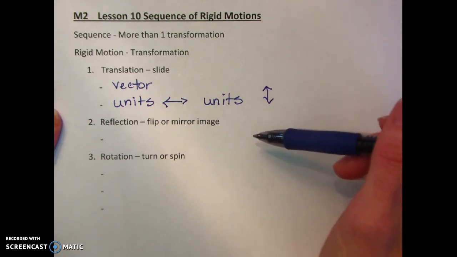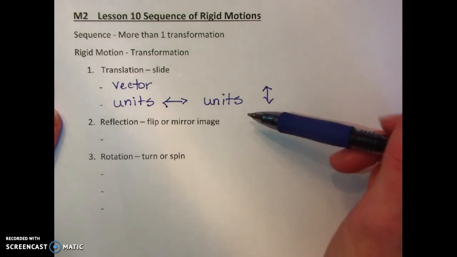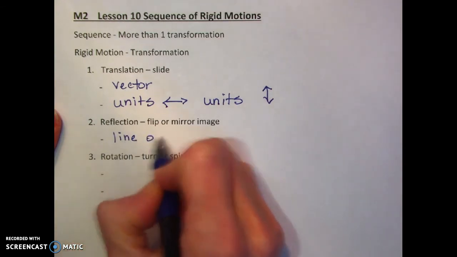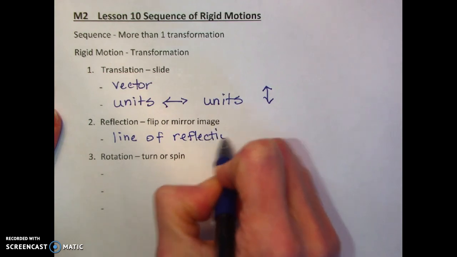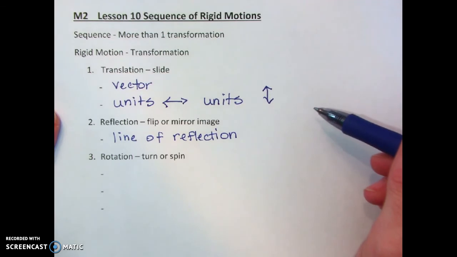If there's a reflection, it is a flip, or you're seeing the mirror image, and for a reflection you need to tell the line of reflection. Okay, so you would draw or locate or put a mark on and indicate that this is the line of reflection for the reflected part of this problem.